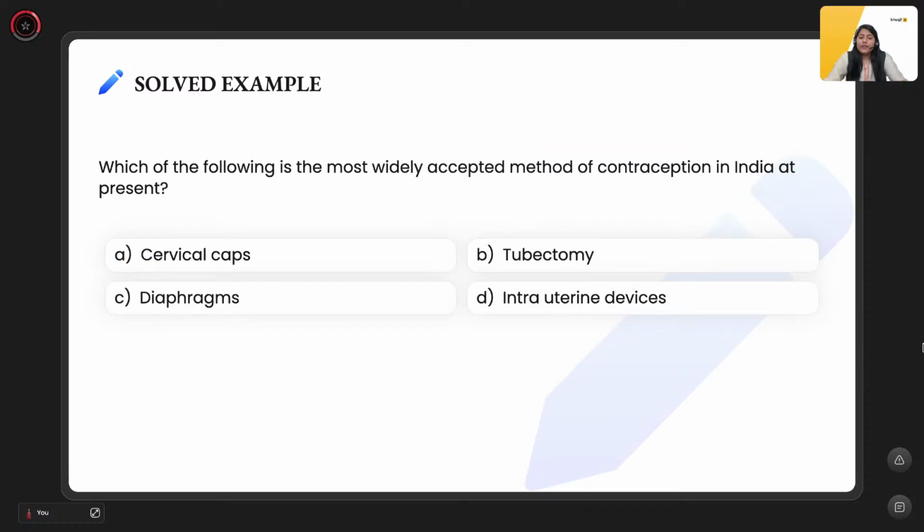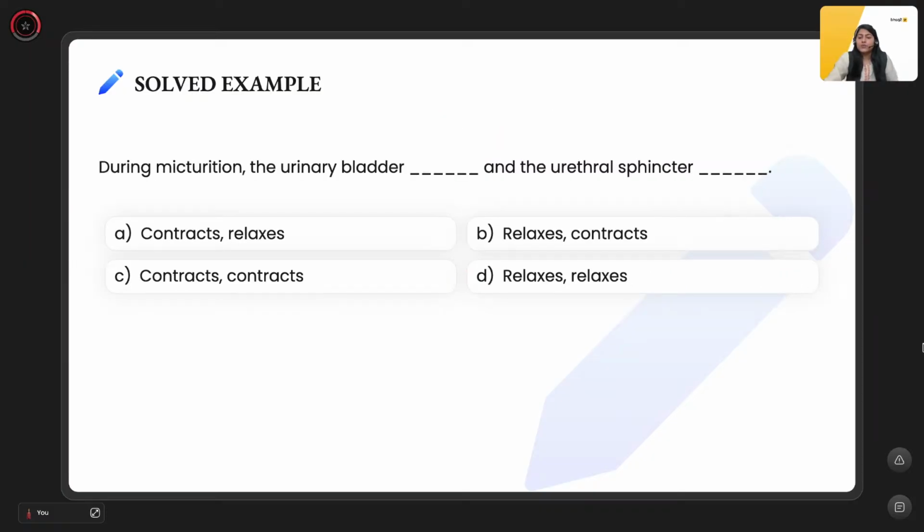Which of the following is the most widely accepted method of contraception in India at present? This is an NCERT line, and you have to remember that this line is written about a method of contraception, which is IUDs. IUDs are the most widely accepted method of contraception in India at present. So the correct answer to this question is option D, IUD. Now, moving on to the next question.